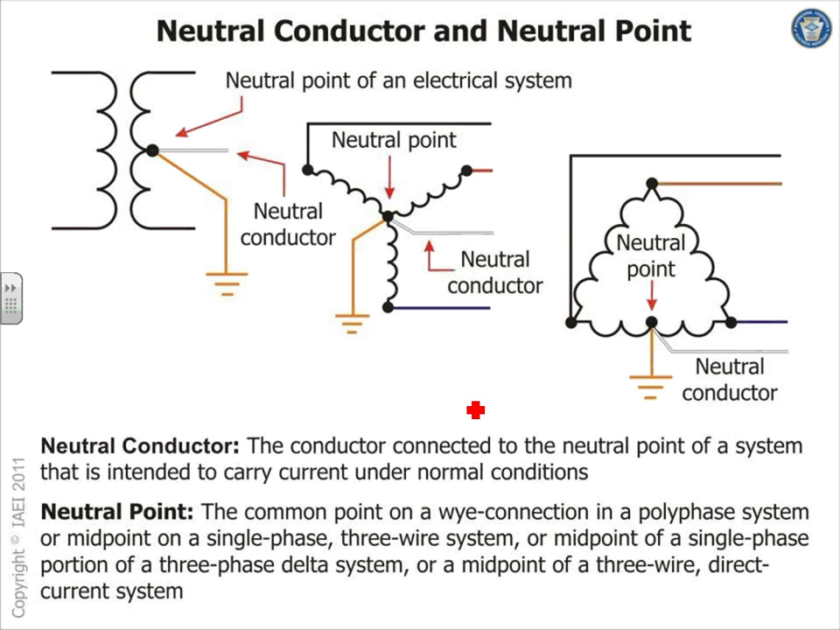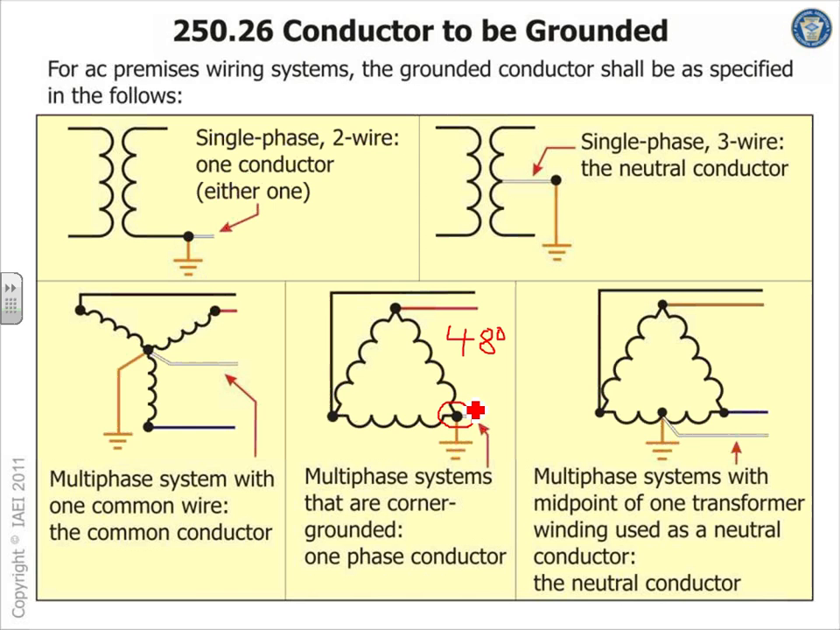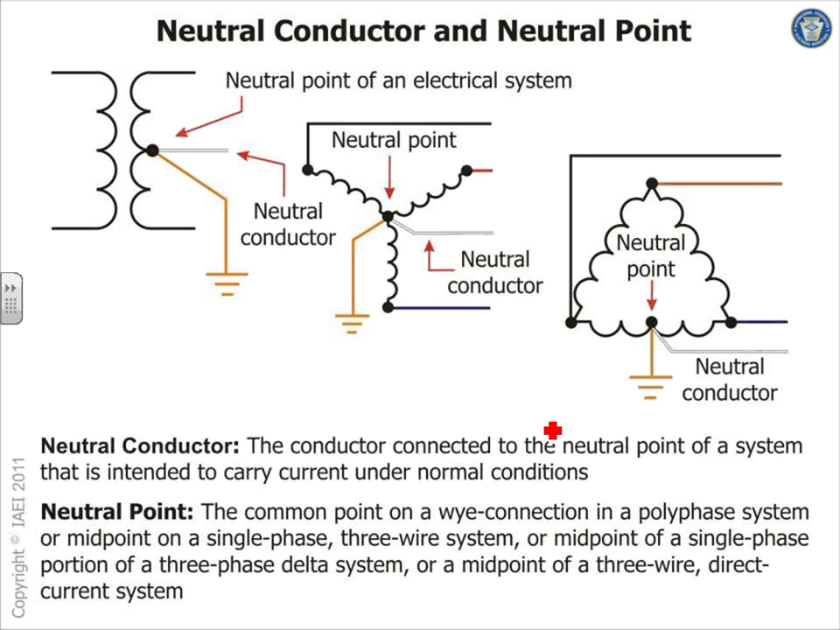A couple of neutral points, guys. Talks about the grounded conductor and neutral points. All these are neutral points. This is a neutral point with a grounded conductor. This is a good reminder that every neutral is a grounded conductor, but not the other way around. For example, is this a neutral here? No, it is a grounded conductor though. So here's my neutral points and neutral conductors.